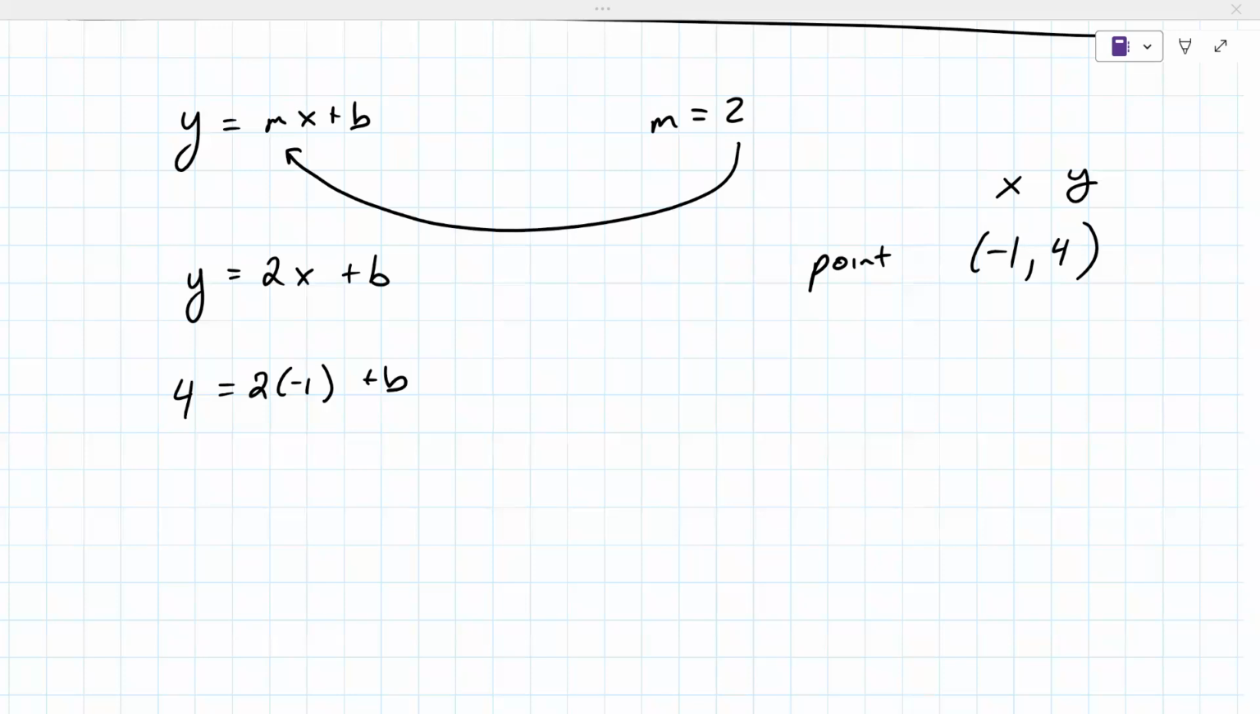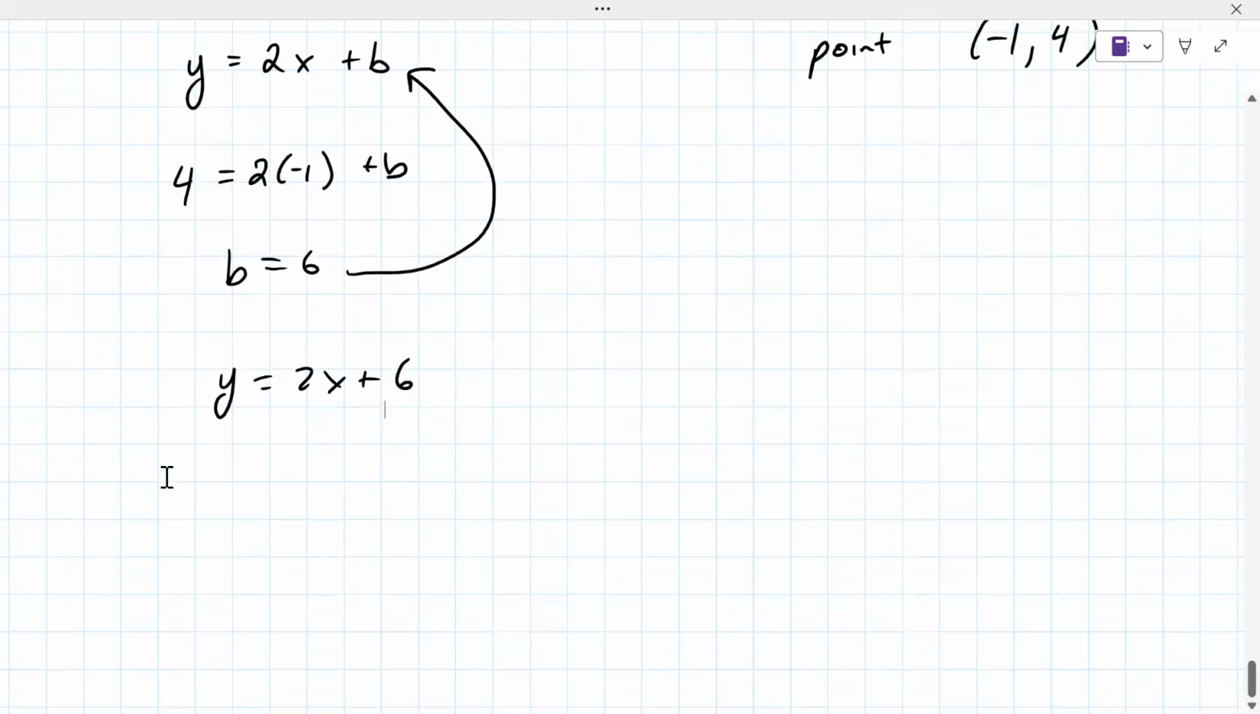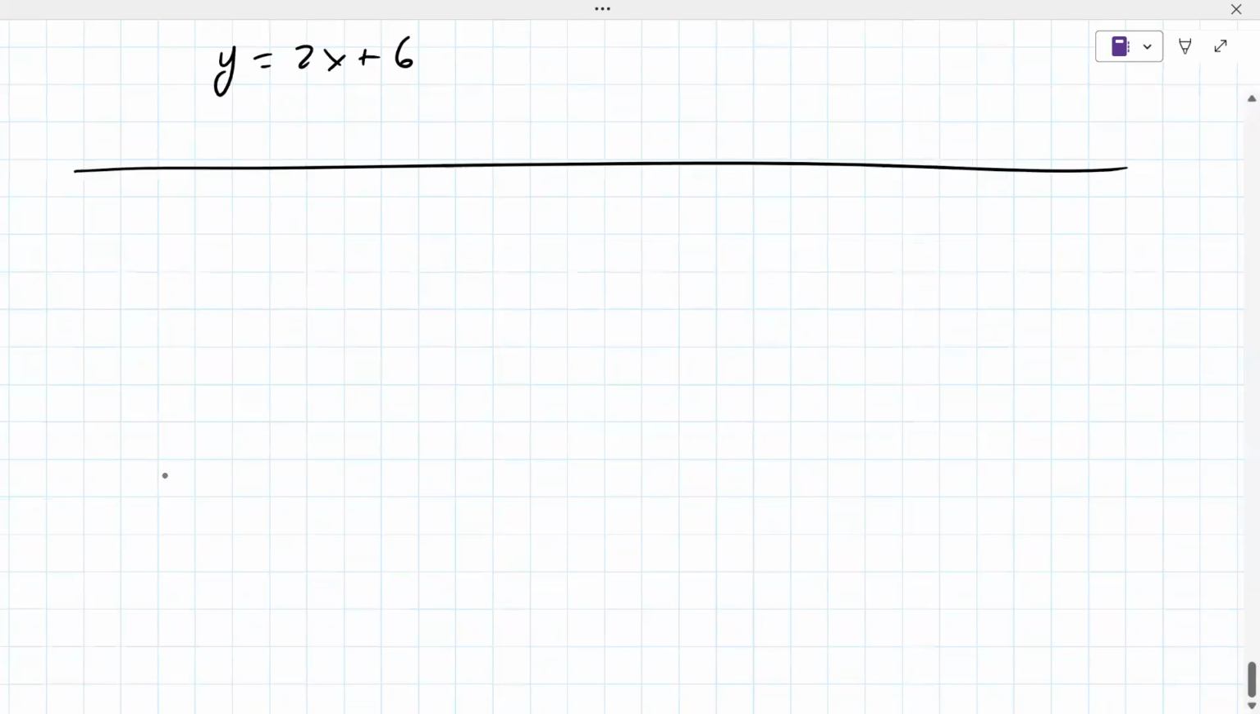Oh, sorry. Would it be 6? Yeah, B is 6. And so you end up putting that back in there in your equation of Y equals 2X plus 6. All right. So let's try one more before we close out today.